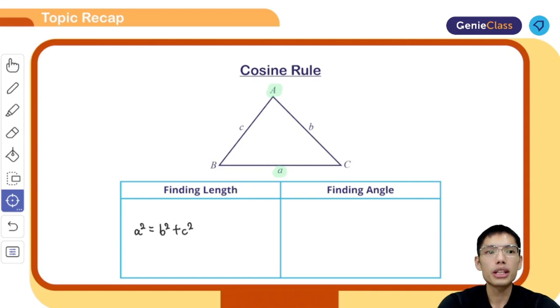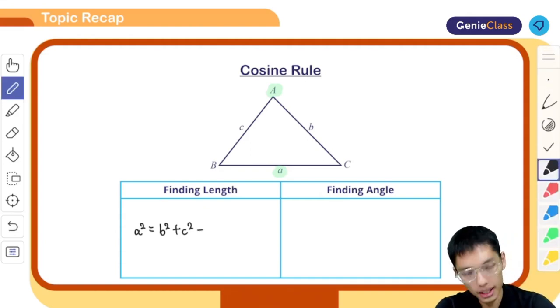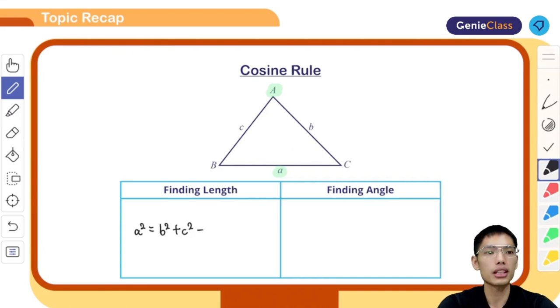A squared equals B squared plus C squared. What else do I need to add at the end over here? Anybody else wants to give it a very good shot over here? Okay, let me give a hint. There's a negative sign that's involved. Minus. Okay, what else do I need?